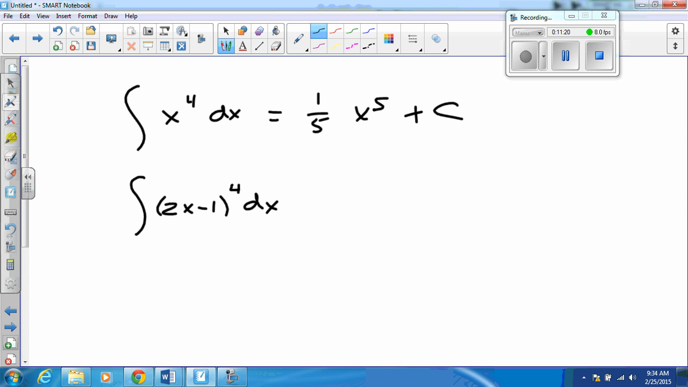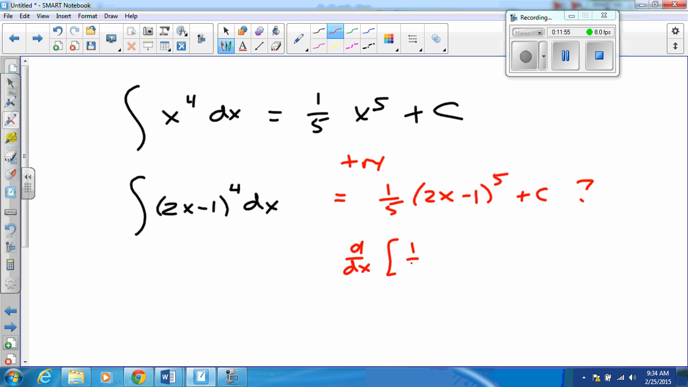Huh. It's in a similar form, right? It's something to the fourth power. So I think to myself, well, let's try it. Is this right? How would I know? Take the derivative and find out. Everybody take the derivative of this and tell me what you find. You can probably do that in your head also, right?